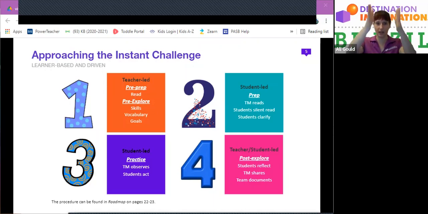So when you take this instant challenge, you're going to think about these goals that they had in mind. Second stage, you're student-led, okay? You're already going to have this prep moment.